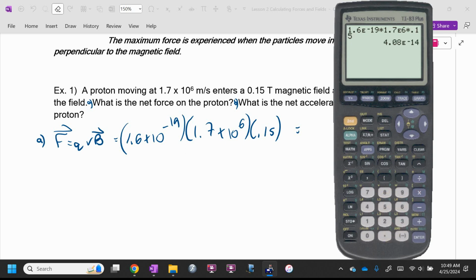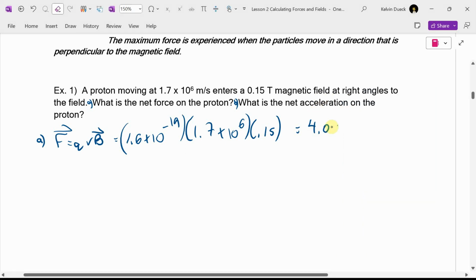And I get a force of 4.08 times 10 to the negative 14 newtons. Now you might say that's a small force. No, it's not. Because remember, a proton has a small mass.